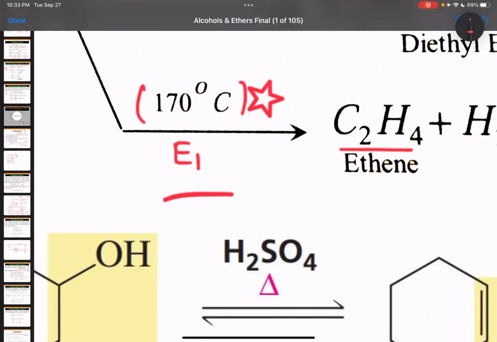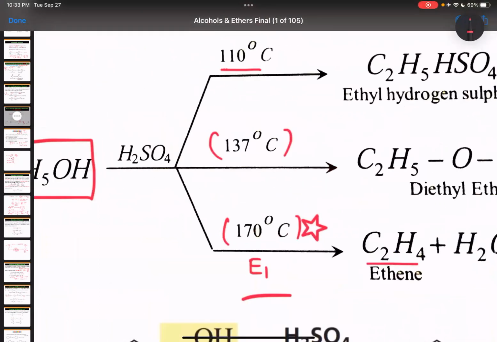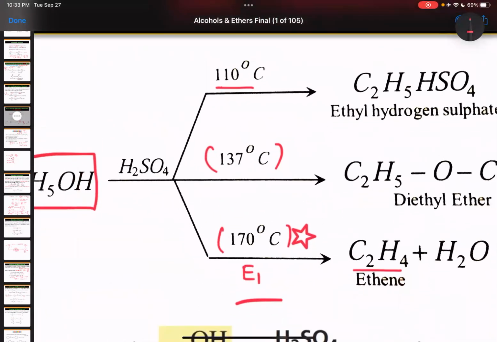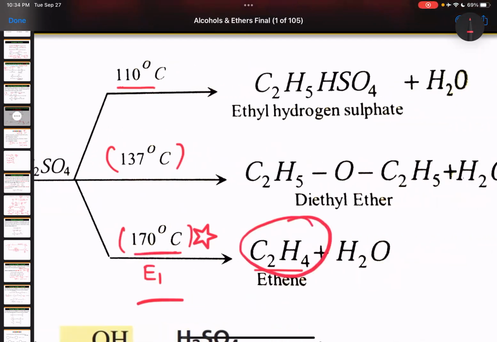So what is this temperature? 413 Kelvin for forming ether and 443 Kelvin for forming ethene. Yeah, correct. If you have 170 degrees Celsius, it is ethene. You need more temperature for elimination. And this is not elimination, this is substitution.